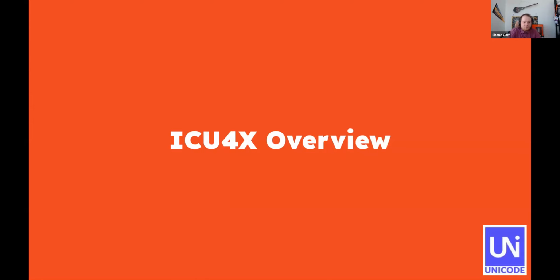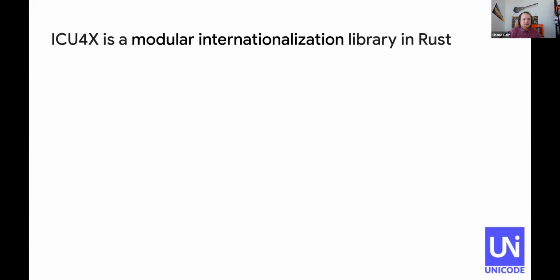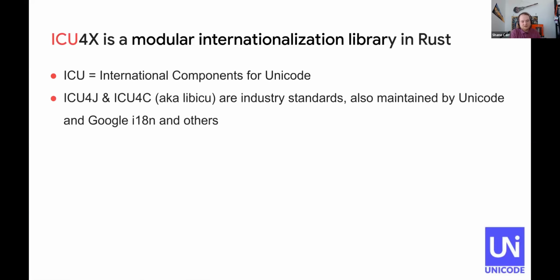So first I'm going to walk you a little bit over what is ICU4X. One way to look at ICU4X is via this little phrase here, which I'll break down for you. ICU4X is a modular internationalization library in Rust. So first, what is ICU? ICU stands for the International Components for Unicode. ICU4C and ICU4J are industry standards, which are also maintained by Unicode and Google i18n and others.